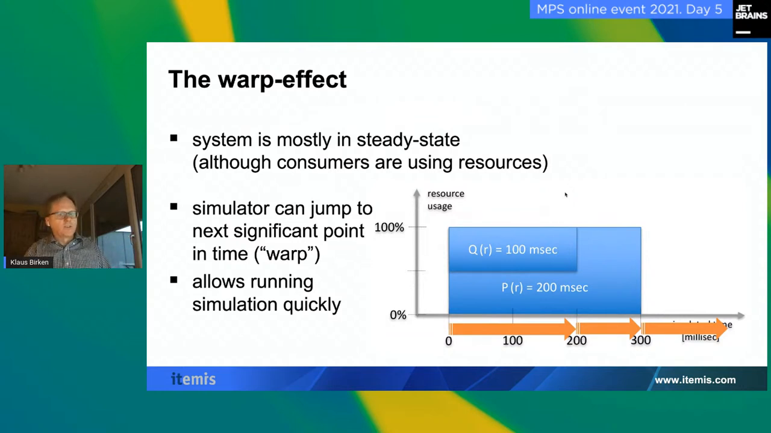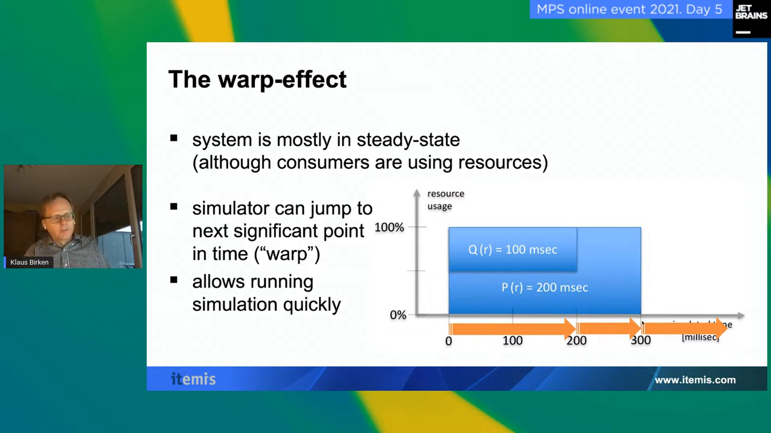So I mentioned this already quite often. The system is mostly in its steady state. Although the consumers are working and are doing something and also are using resources, nothing significantly changes in this period of time. The points in time where something changes is exactly at these points where some resource consumption ends and another one begins and so on. And this is why we called our simulator warp, because it jumps from time step to time step.